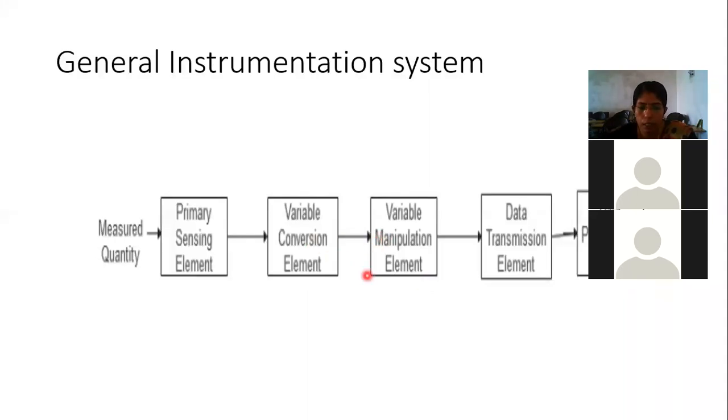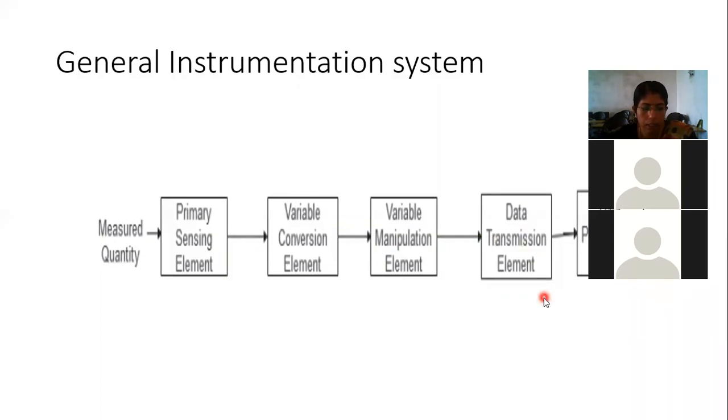But it should be noted that this signal manipulation element should maintain the property or nature of the input signal as such. It should not alter the physical properties or nature of that input signal. It should maintain that. Then the amplified form of the signal is given to the data transmission element.